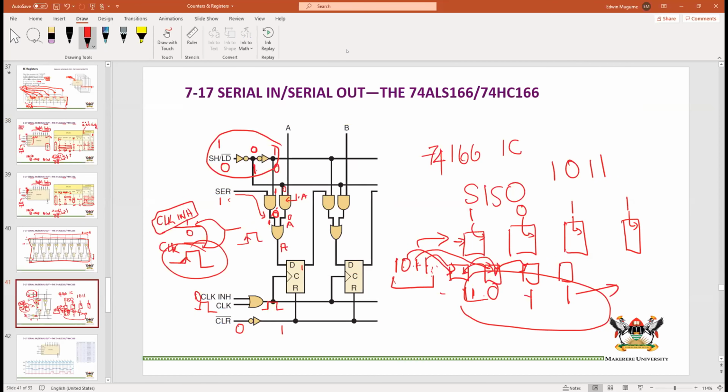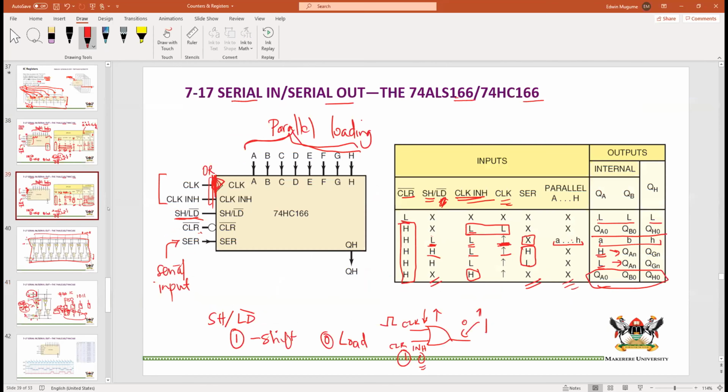Okay, on the last count in the table, you have a high clock inhibit, so you are inhibiting the clock. That means you can neither shift nor load, which is why we have don't cares. The serial input, we don't care. The load input, we don't care. But as somebody just mentioned, we could also have made this don't care, but then out here, it is no change.